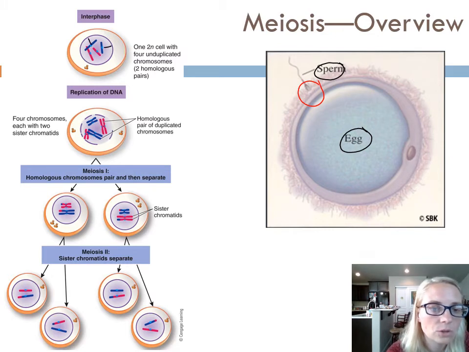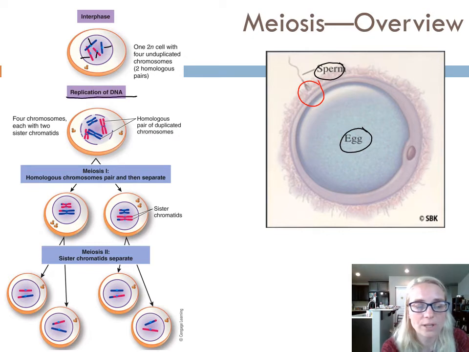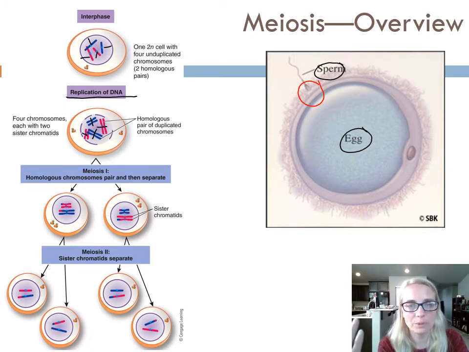1, 2, 3, 4. We have 4 chromosomes. That's our diploid number. Okay, then they're going to go through replication. That's going to be S phase of interphase of meiosis. And now we are going to count our centromeres again. We have 1, 2, 3, 4. We still have 4 chromosomes, but they're replicated chromosomes.